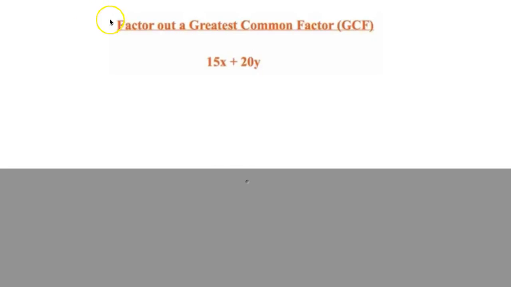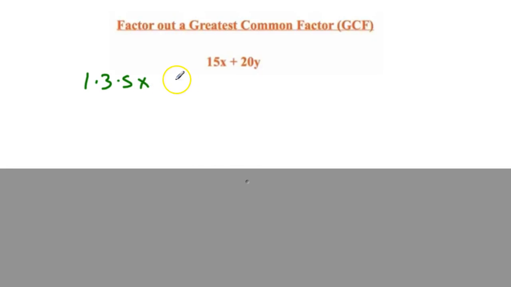So this says factor out a greatest common factor. All right, so basically we want to undistribute this problem right here. How do we do that? So I'm going to show you the long way first, then I'll show you a shortcut. So 15x, what are the factors of 15? Well, that's 1 times 3 times 5. 1 times 3 is 3, 3 times 5 is 15. Those are all prime numbers.